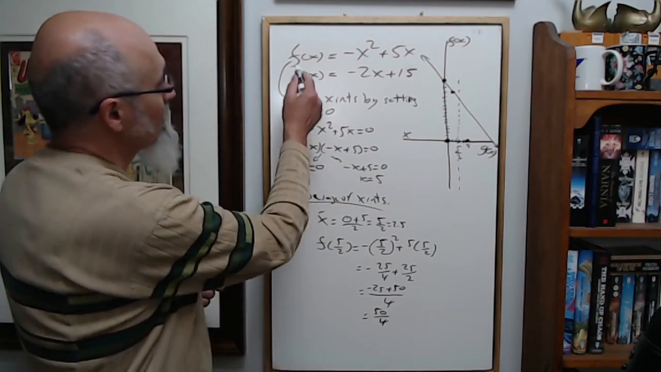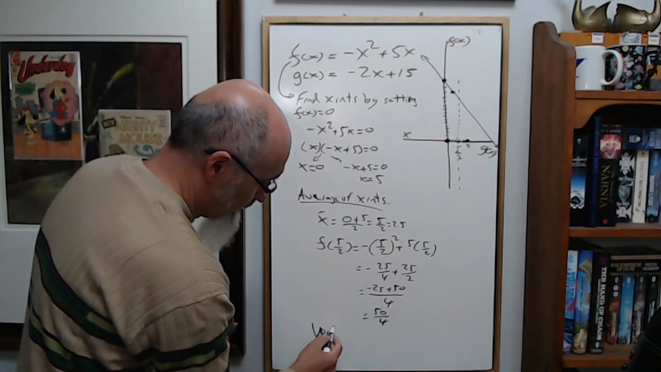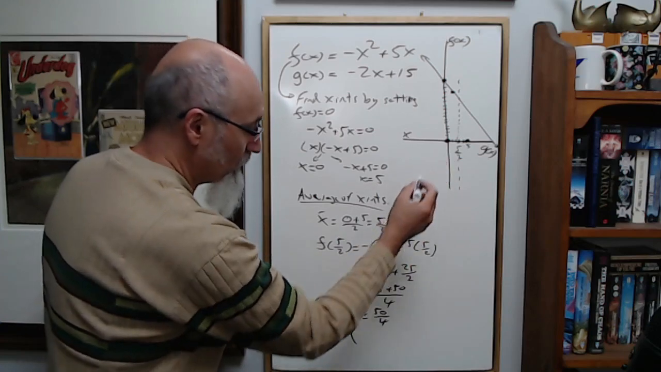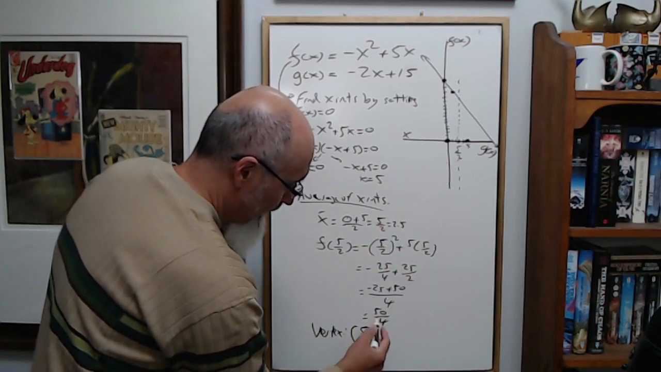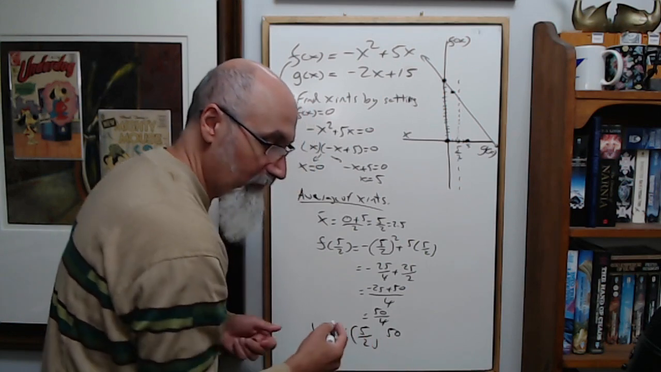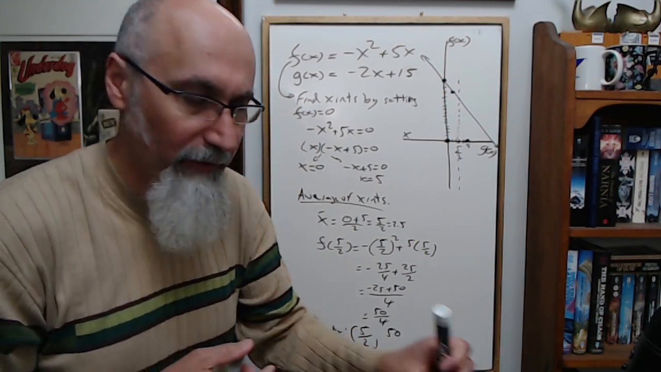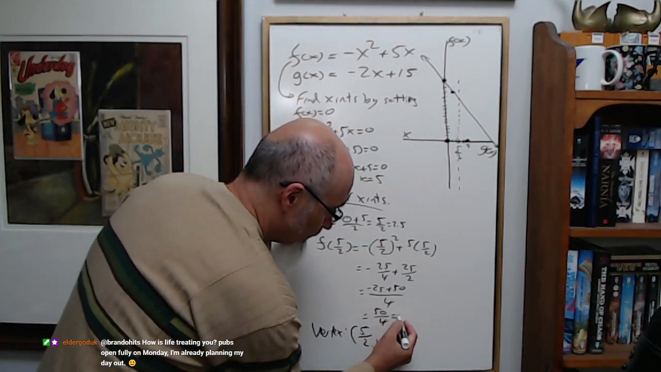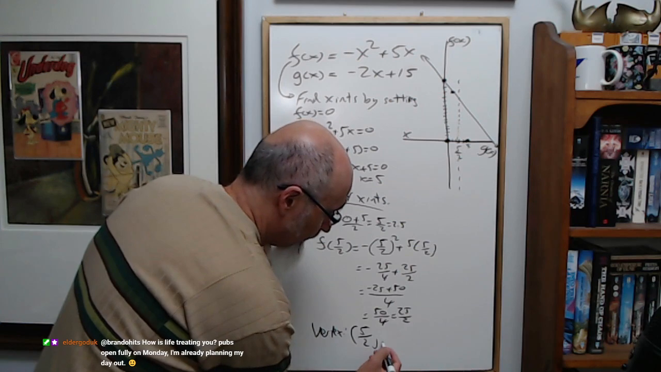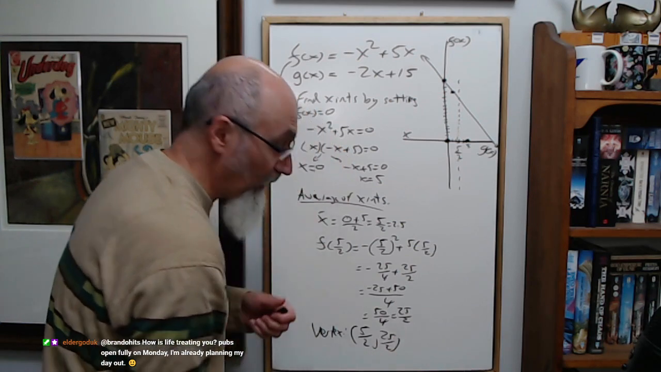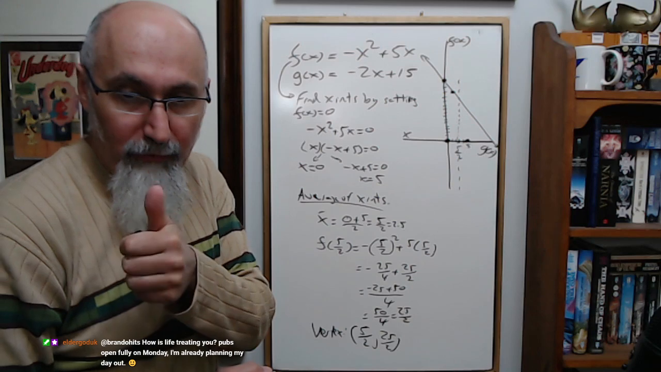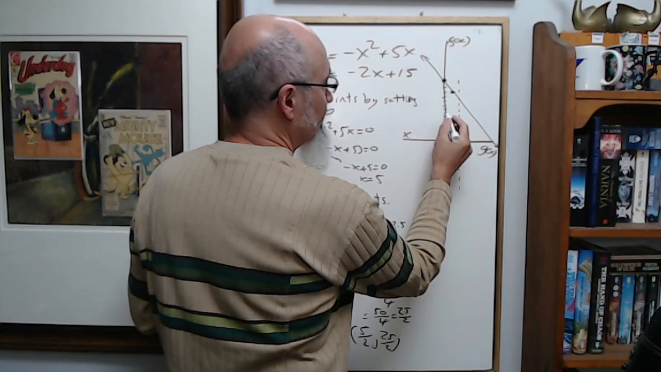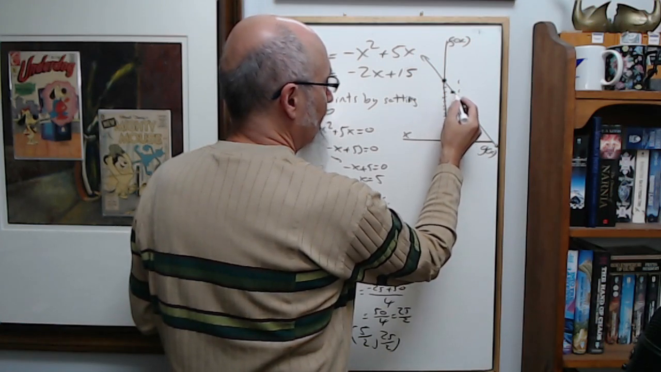So the vertex for this parabola is 5 over 2 and 50 over 4, which is 25 over 2. I'm just going to reduce it, right? Which is 12 and a half. So we're going to go up to 12 and a half. 1, 2, 3, 4, 5, 6, 7, 8, 9, 10, 11, 12 and a half.